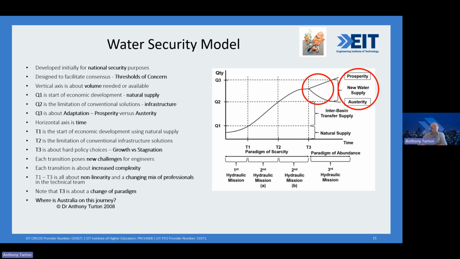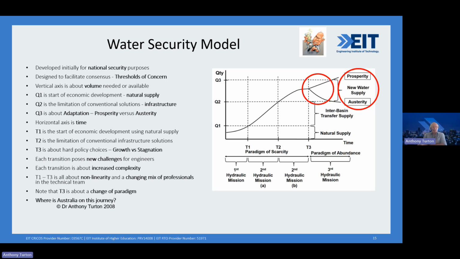And the next concept I'd like to introduce is that T1 to T3 is all about non-linearity. We don't see linear changes taking place. We see this exponentiality that starts kicking in, non-linearity that changes the mix of professionals, and that's an important thing. And of course, when we get to T3, that's about changing the paradigm, what I mentioned at the start of this conversation. How do we rethink our paradigm?